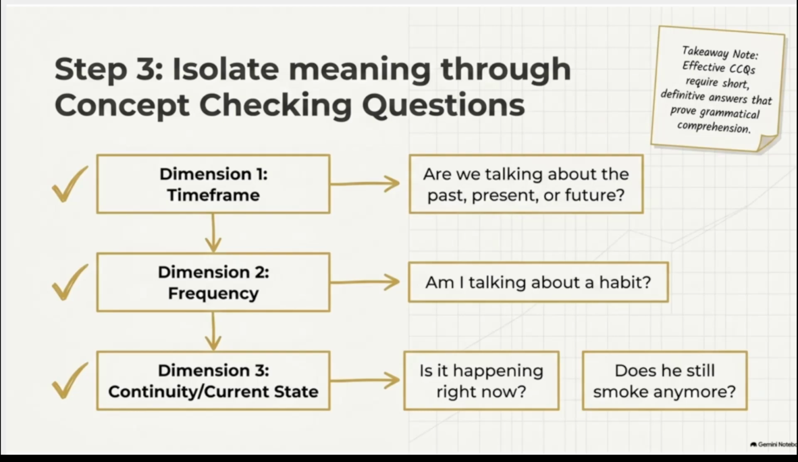And we need to be careful when writing CCQs. A CCQ should not simply repeat the target sentence using different words. It should test the meaning that could be misunderstood. For example, if the target language is, "I am used to running every morning," we need to distinguish it from, "I used to run every morning." These sentences look similar but communicate different ideas. For the sentence, "I used to run every morning," we are talking about a past habit that is no longer necessarily true.